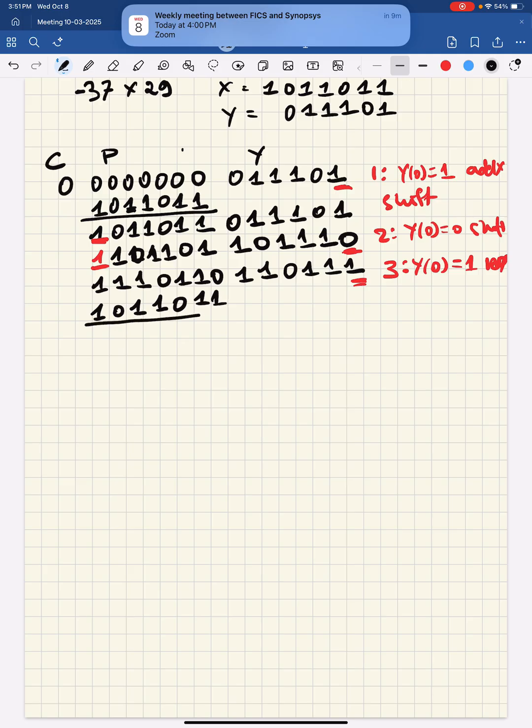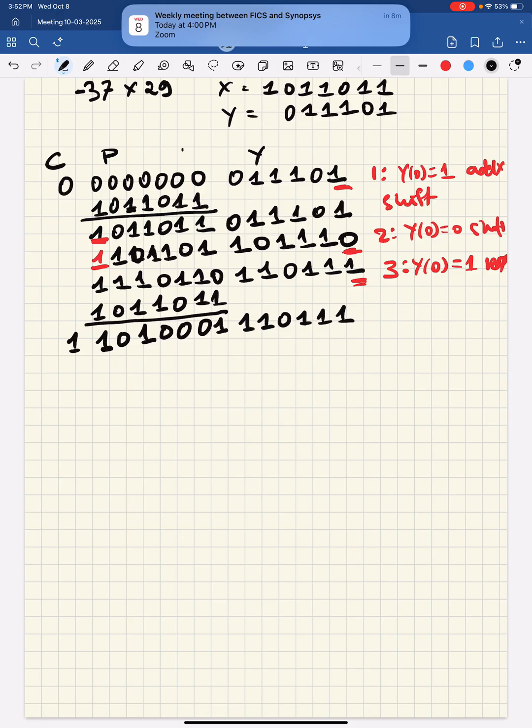And the result is 1, 0, 0, 0, 1, 0, 1, and then 1. Am I correct? 1, 0, 0, 0, 1, 0, and then yes. And now we bring this value down: 1, 1, 0, 1, 1, 1.